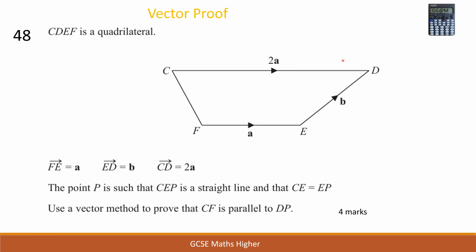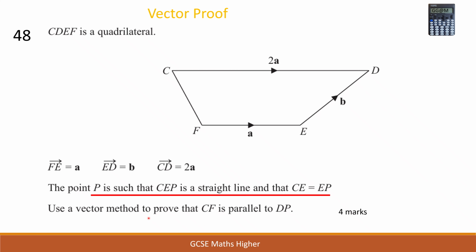So hopefully you've managed to have a go at answering this question, and you've got an answer waiting. So key bits of information already drawn on the diagram here with the arrows on. You've got a point P such that C to E to P, which is going to be somewhere down here, is in a straight line, and C to E is equal to E to P. So it's going to be equivalent distance over here. So P has got to be down here somewhere.